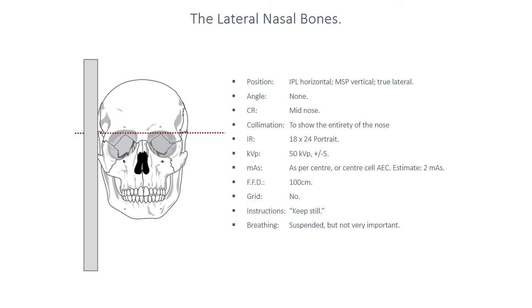You'll notice that unlike all of the previous projections, there is no grid for this particular one. You only need to use a fine exposure, so we're talking in the range of 50 kVp, somewhere around 2 or 3 mAs is an ideal exposure to get a true lateral projection of the patient's nasal bones.